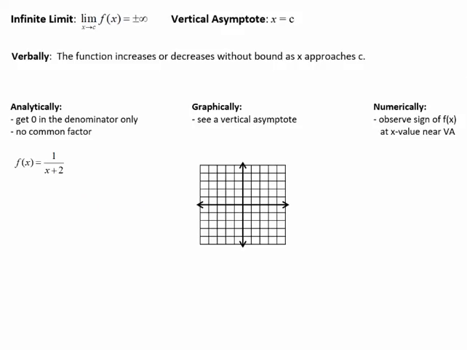An infinite limit is when the limit as x approaches some number of a function equals plus or minus infinity. What that really means is the function increases or decreases without bound as x approaches some number. Now it's important to make the connection between the fact that the limit as x approaches c of the function is infinity and the fact that there will be a vertical asymptote x equals c.